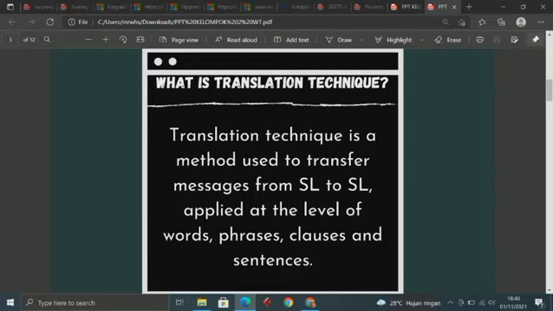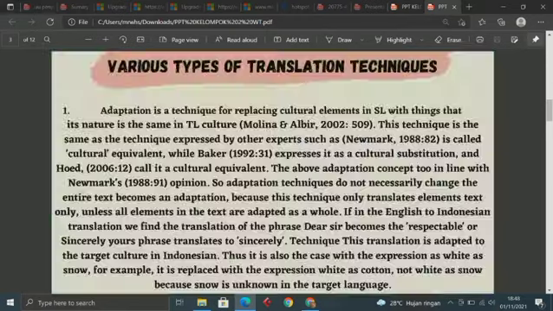So, what is translation technique? Translation technique is a method used to transfer messages from a source language to a target language. It applies at the level of words, phrases, clauses, and sentences. There are several types of translation techniques.